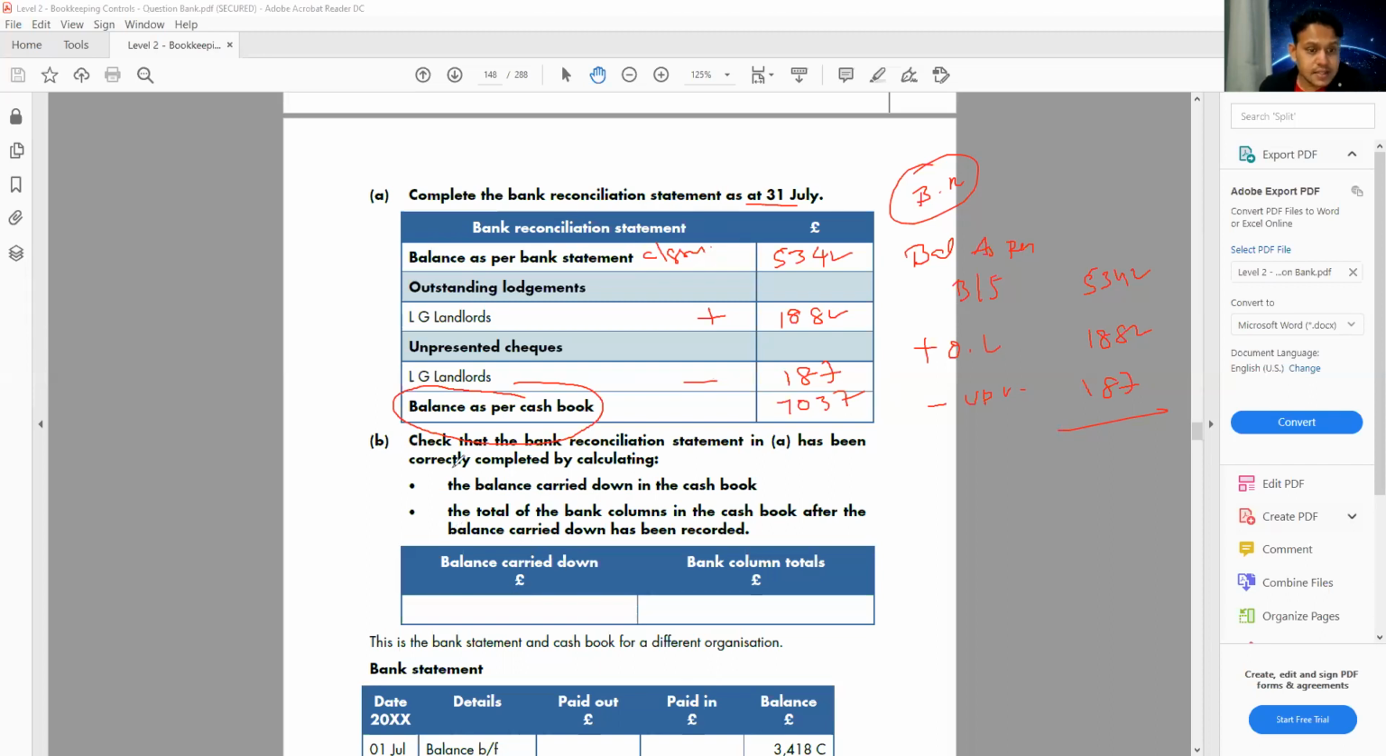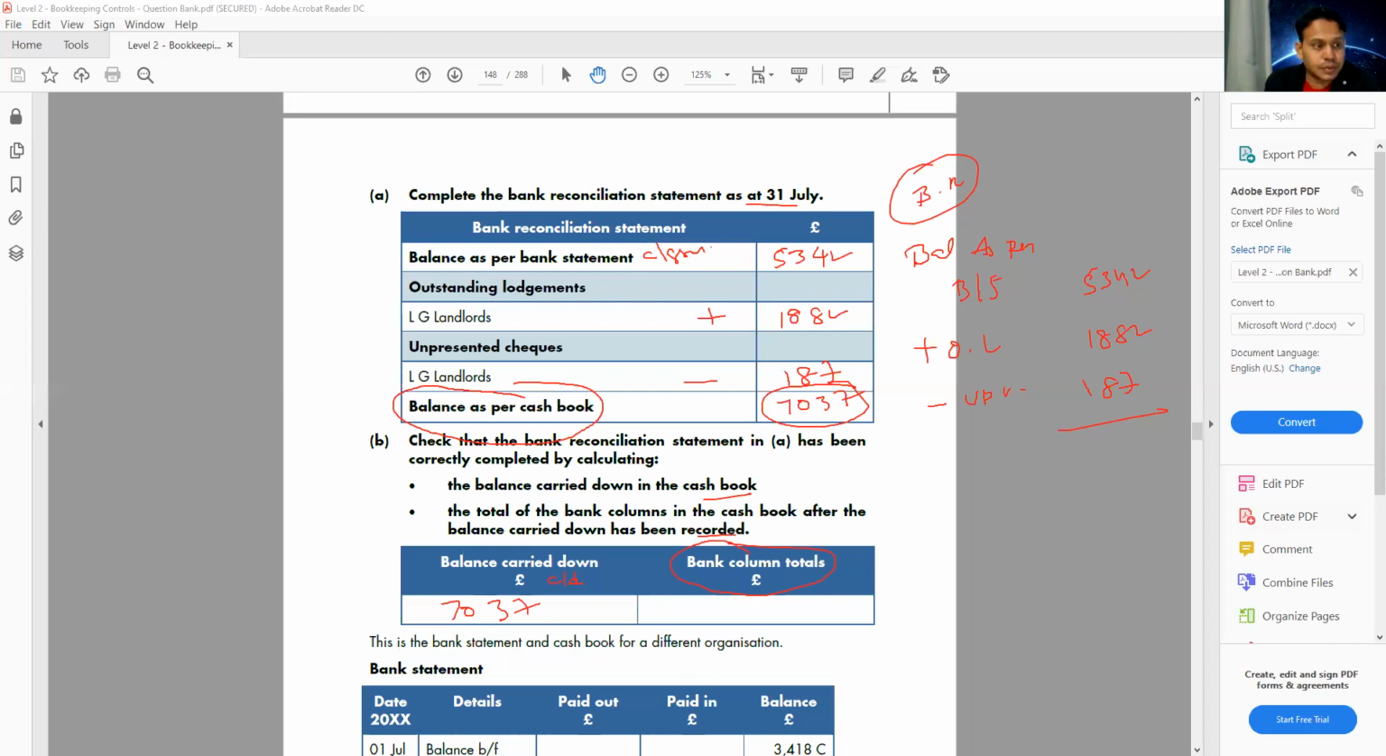The next question says, check that the bank reconciliation statement in A has been correctly completed by calculating the balance carried down in the cash book and the total of the bank column in the cash book after carried down has been recorded. This question sometimes comes in the exam. If the question says balance carried down, that means they're asking for the CD. This one is already calculated, balance CD, that is 7037. And bank column total is the higher side of the cash book.